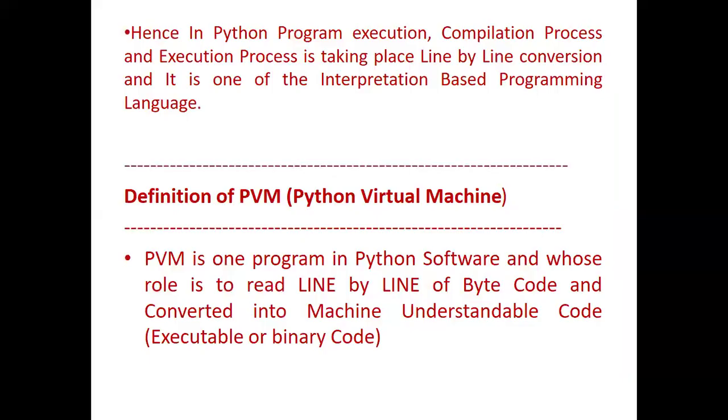Now, what is PVM? PVM is nothing but the Python virtual machine. So in Python programming, the compilation process and execution process take place with line by line conversion, and it is interpretation based programming. PVM, as I've told you, is the Python virtual machine. It is one of the programs in the Python software whose role is to read the bytecode line by line and convert it into machine understandable code. Is this clear, students? Is this clear? With this, we have done whatever we discussed yesterday.